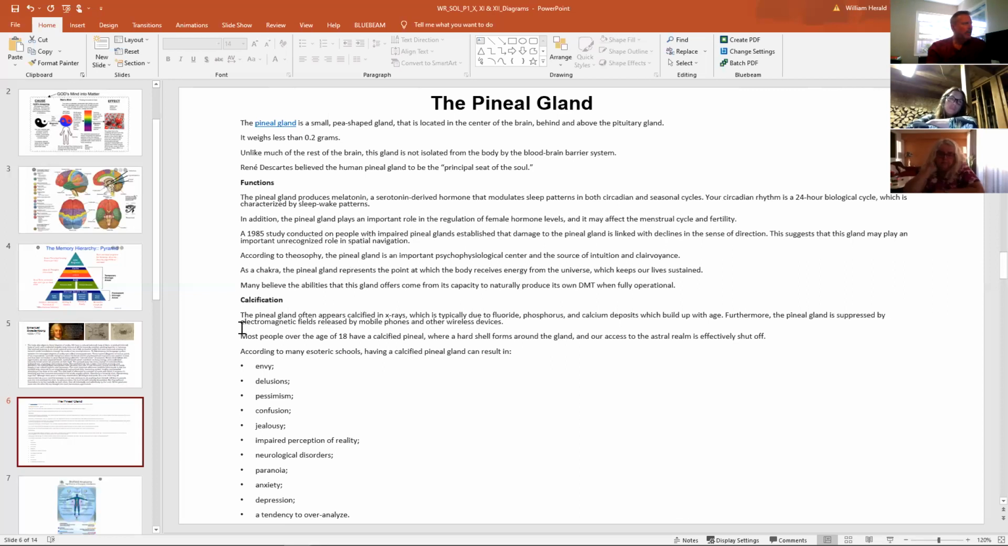Calcification. The pineal gland often appears calcified in X-rays, which is typically due to fluoride, phosphorus, and calcium deposits, which build up with age. Furthermore, the pineal gland is suppressed by electromagnetic fields released by mobile phones and other wireless devices.